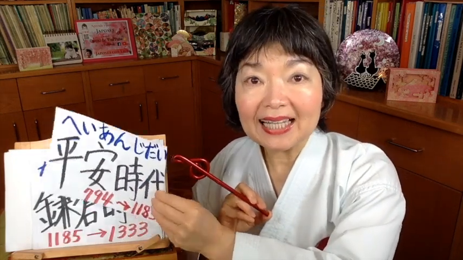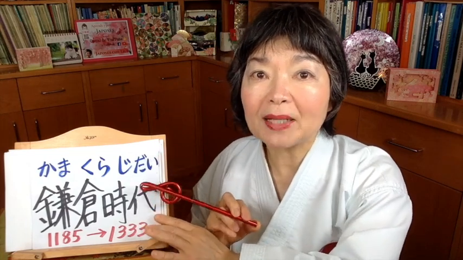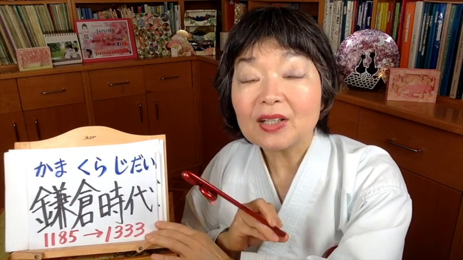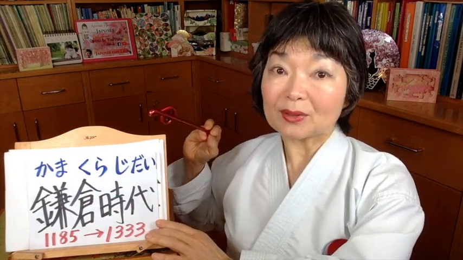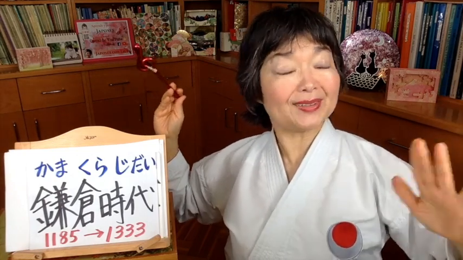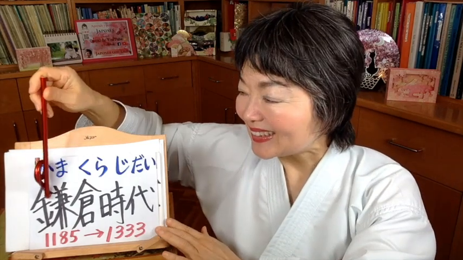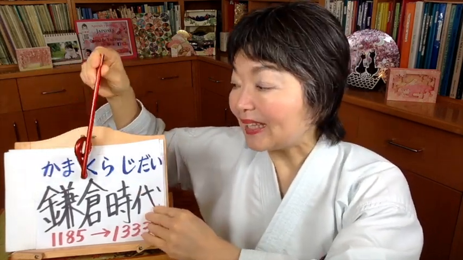And after Heian Jidai, Kamakura Jidai, the period of Kamakura, from 1185 to 1333. Just like the name, the capital was moved to Kamakura. Have you ever been to Kamakura? Beautiful place. In Kamakura, there's a big Buddha, very, very big Buddha, and that is outside, there's no building. So Kamakura Jidai, this was Minamoto no Yoritomo. It's the period of Genji.